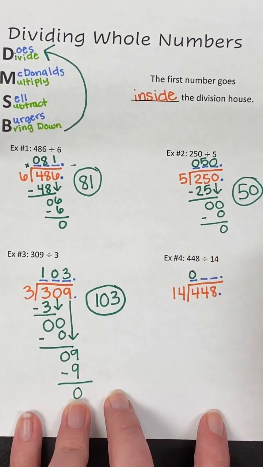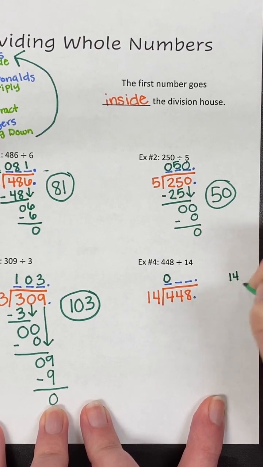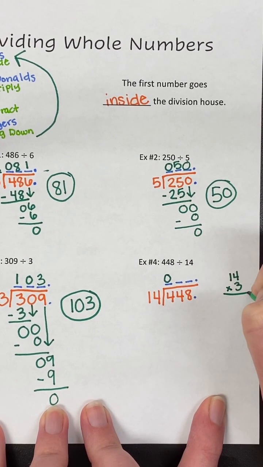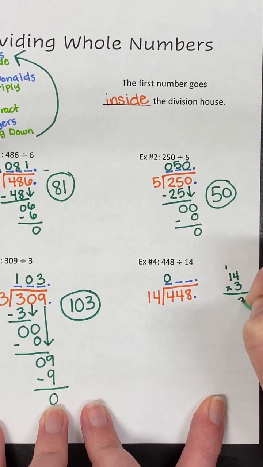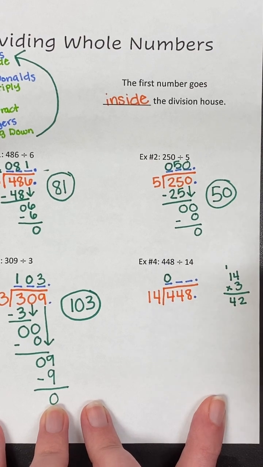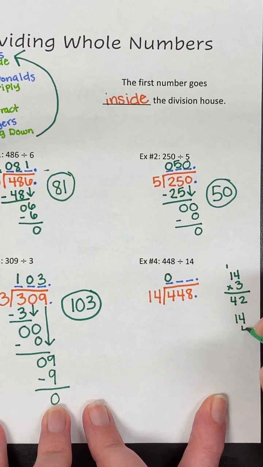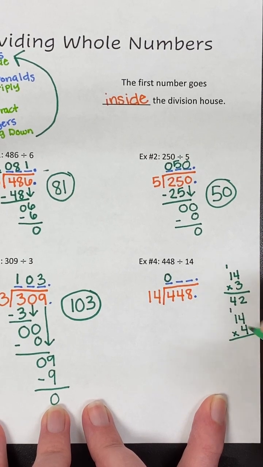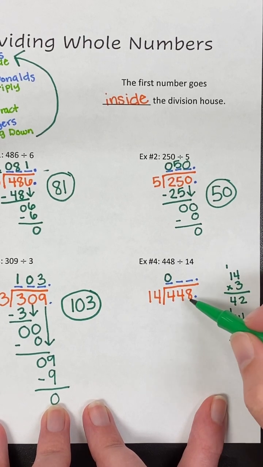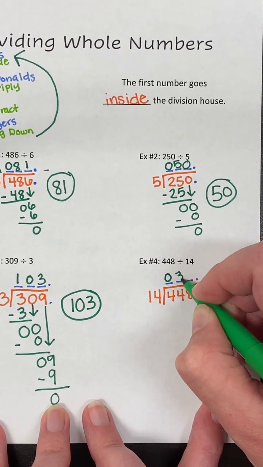So let's do 14 times 3. Let's try 14 times 3 and work it out over here. So that would be 12, and 3 would be 4. So 42. If I multiplied that again, 14 times 4, it's going to be 56. That's too big. So I want to try and get as close to 44 as I can, but I can't go over. And the number that does that for me right there is a 3. So I need to put a 3 here.